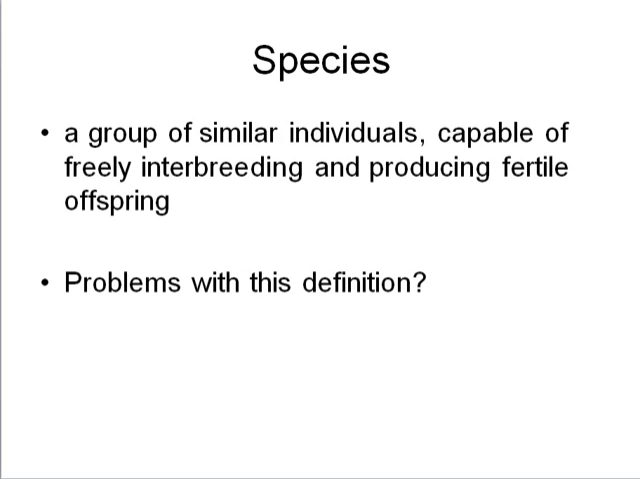Also reviewing from Chapter 1, remember a species is a group of individuals similar enough that they're capable of freely interbreeding and producing fertile offspring. We discussed problems with this definition, including interbreeding among closely related species and the inability to use this definition to test the validity of species distinctions in extinct organisms.